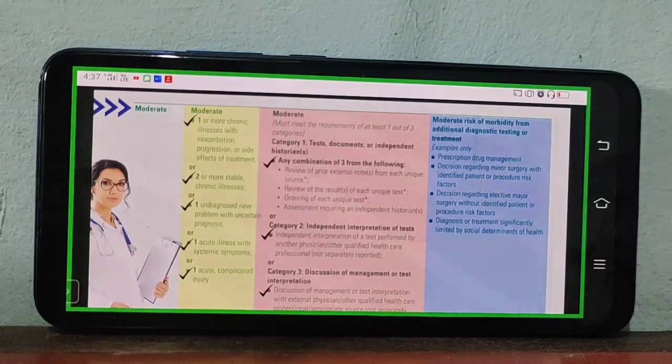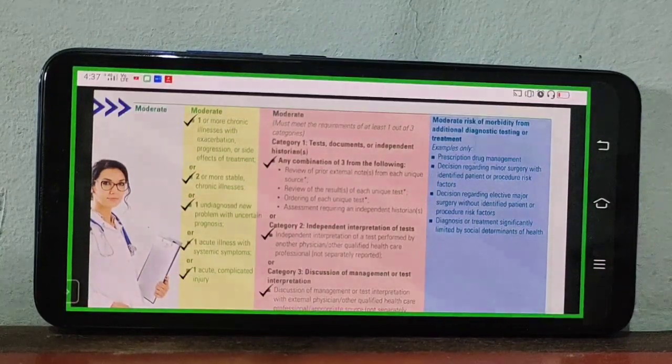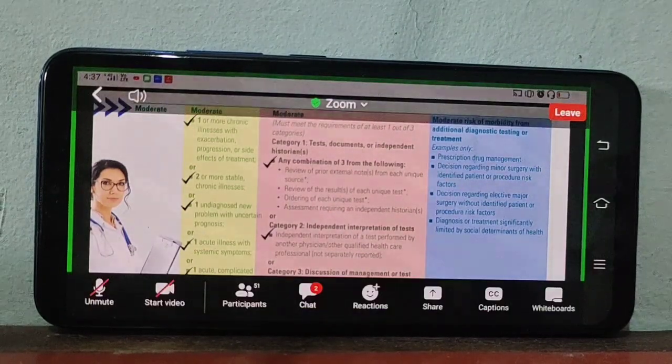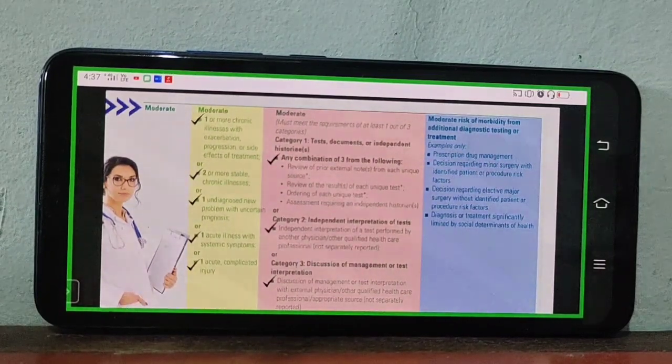Did you understand the meaning of the last point? Please say yes or no. Okay. So there are 4 points in the risk column. From these 4 points, we need any one. Then we are going to discuss high MDM.